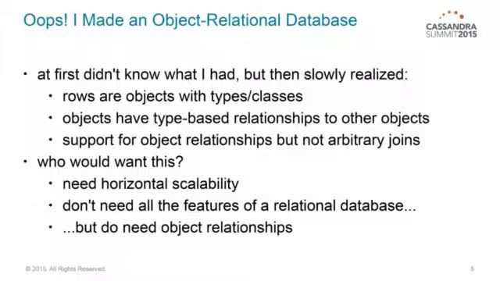So yeah, why would we even want this, right? Well, the reason might be you need horizontal scalability, but you don't really need all the features of a relational database, and you need object relationships. So the difference here being that typically in a relational database, you're able to do arbitrary joins between data.